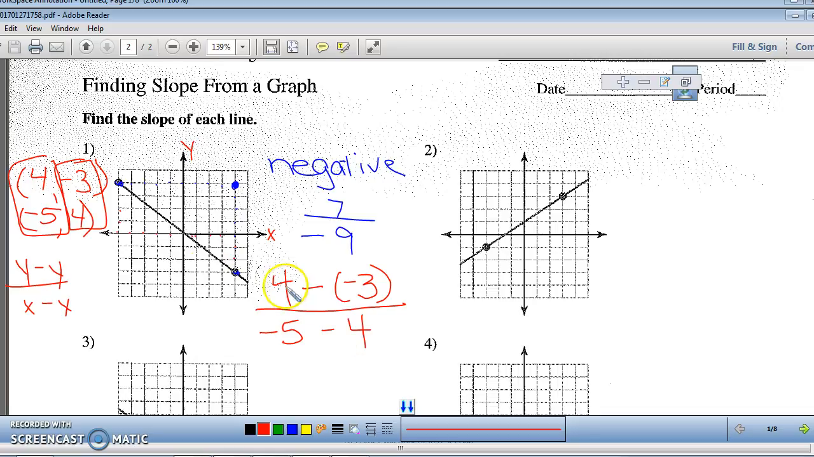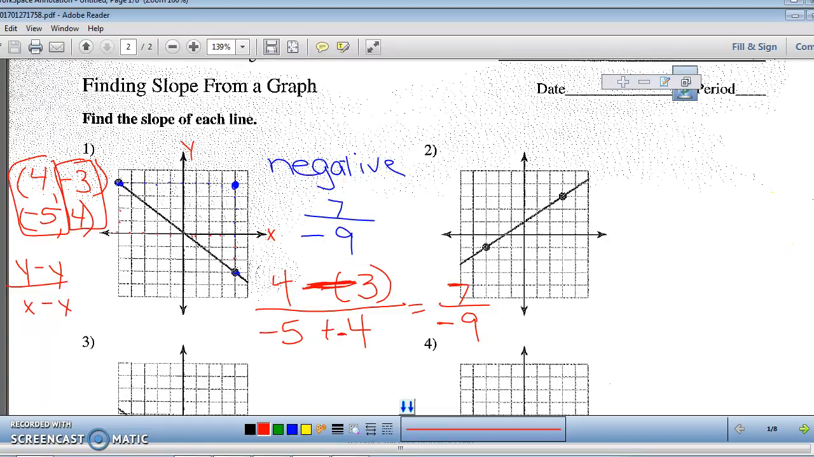Now be careful with your negatives. Remember, this is keep, change, change. So keep, make this a plus, make this a positive. And then down here it would be keep, change, change. So keep, make this a plus, make this a negative. And then finally 4 plus 3 is 7. Negative 5 plus negative 4 is negative 9. So they match, so we know we're good to go. So my slope is 7 over negative 9.